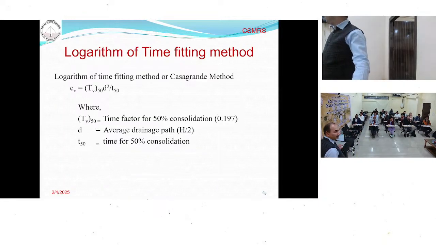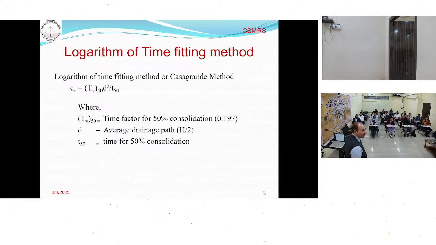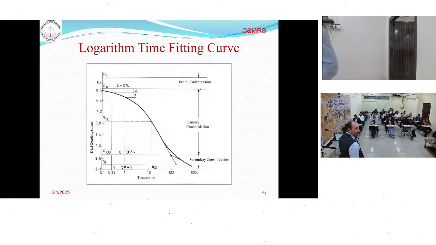Second is the logarithm of time fitting method or the Casagrande method. In this case, we determine the t50. t50 means how much time it will take for the 50% consolidation. Earlier, in the case of the Taylor method, how much time it will take for the 90% consolidation. So to determine the t50, we plot a curve, but here time is taken on the log scale and the dial gauge reading on the normal scale.